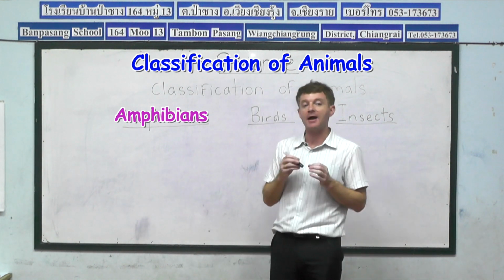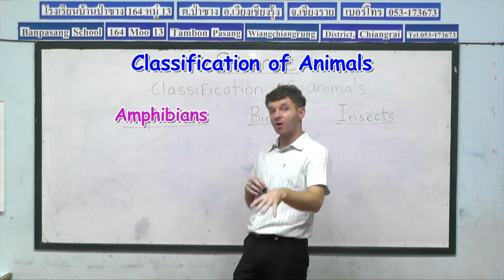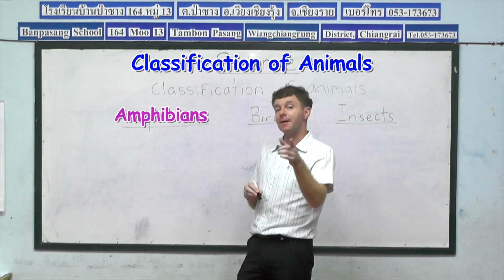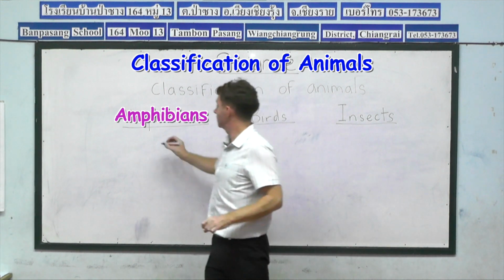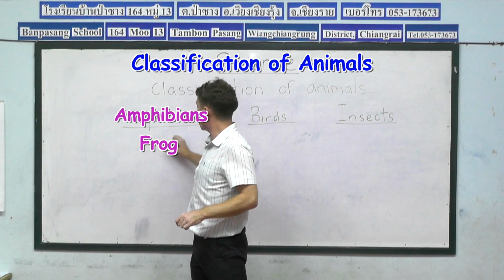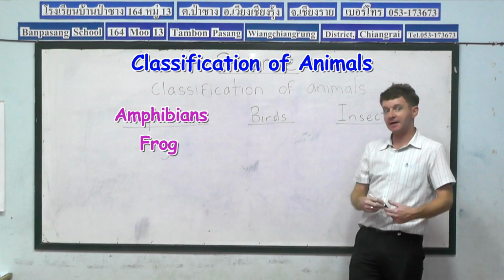Who knows an animal? A frog. Yes, excellent example. A frog can go in water, but then a frog can come out again. That makes it amphibian. So frog, F-R-O-G. Any more amphibians, guys?